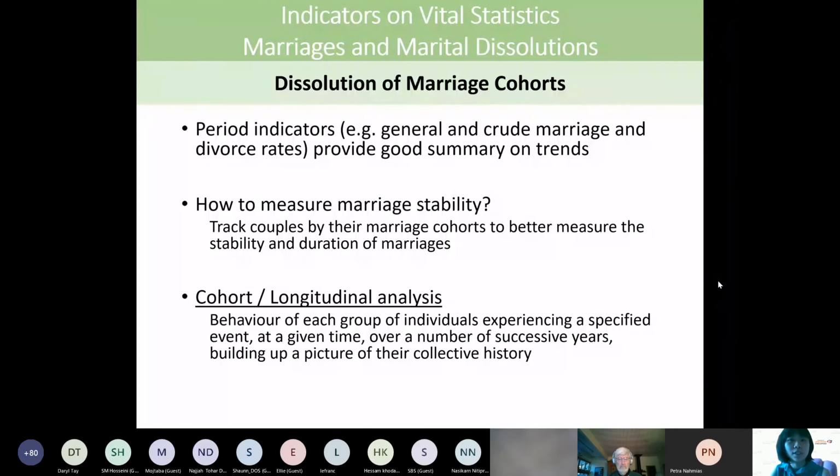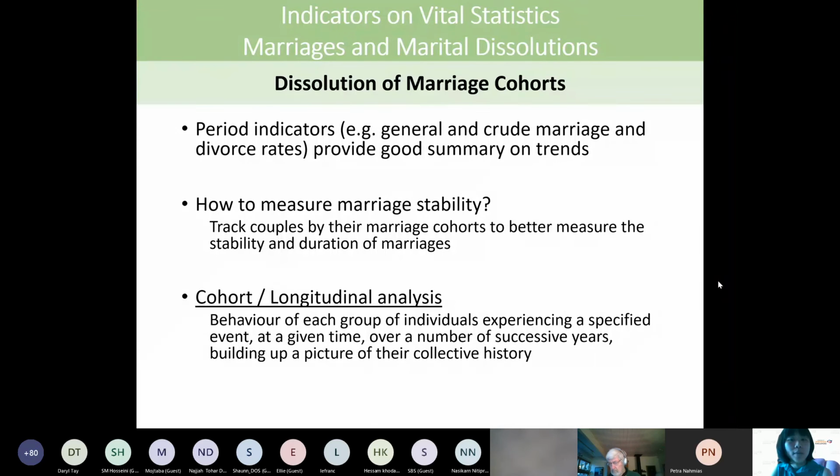So to better measure the stability and duration of marriages, we compile data on marriage cohort dissolutions. We track the couples over time by their marriage cohorts and when the marriage dissolved. In other words, we look at couples longitudinally. Today I won't be going through the methodology in detail, but I've added a link to a paper which we published on the methodology as well as how we compile the cohort statistics.